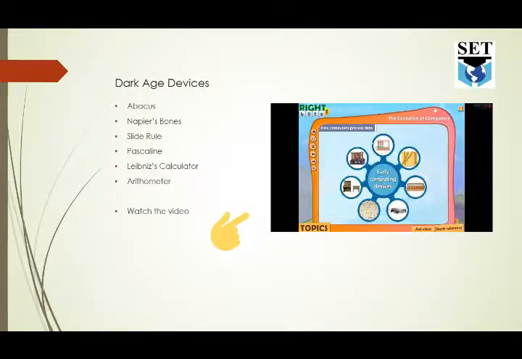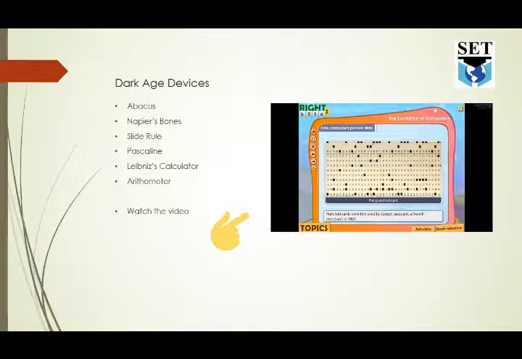The punched card. In 1801, punched cards were first used by Joseph Jacquard, a French merchant in the weaving business, to control a weaving loom. A punched card is a strip of card with holes punched into it.